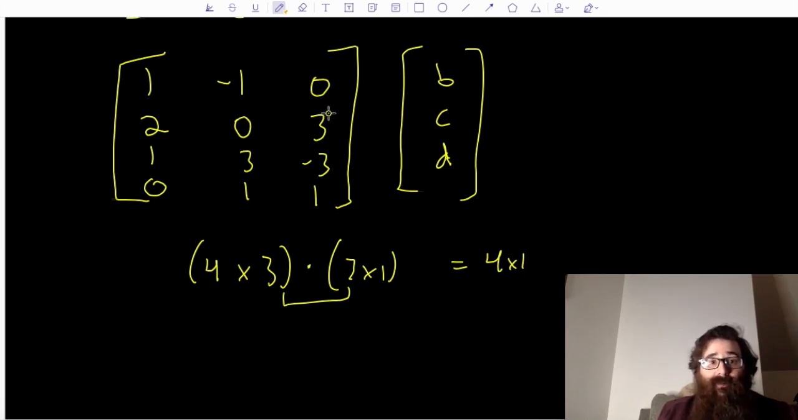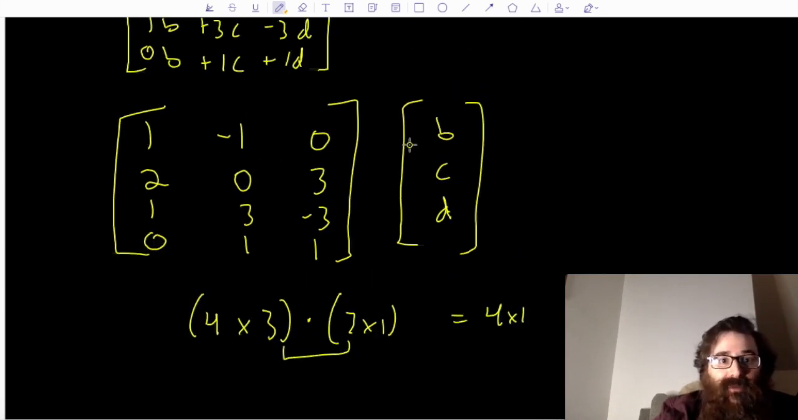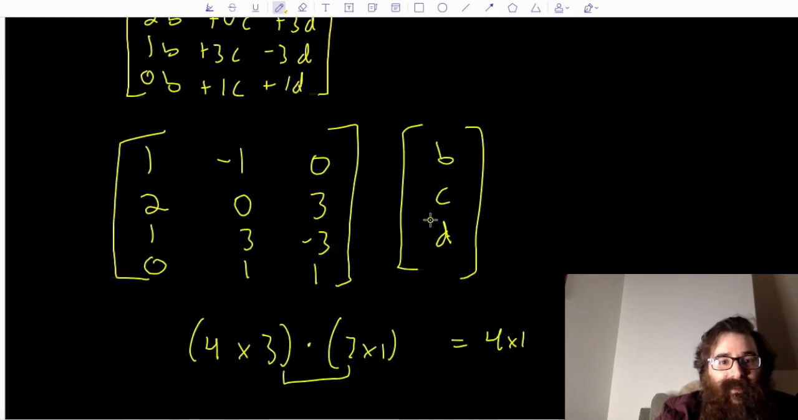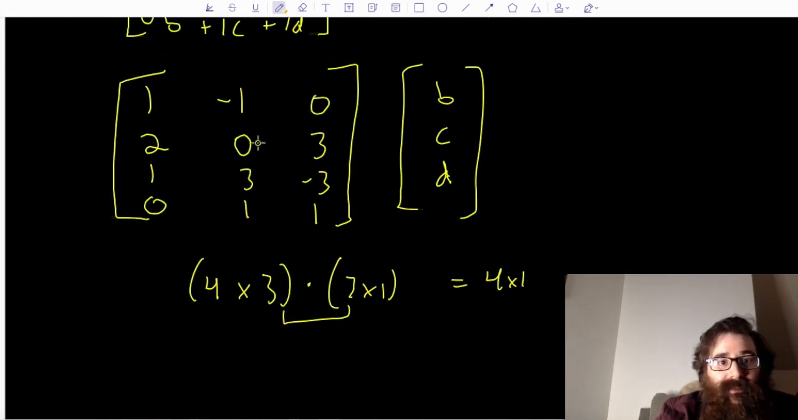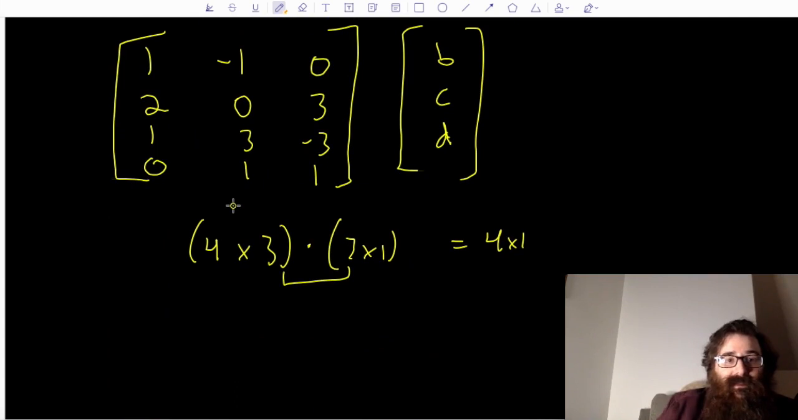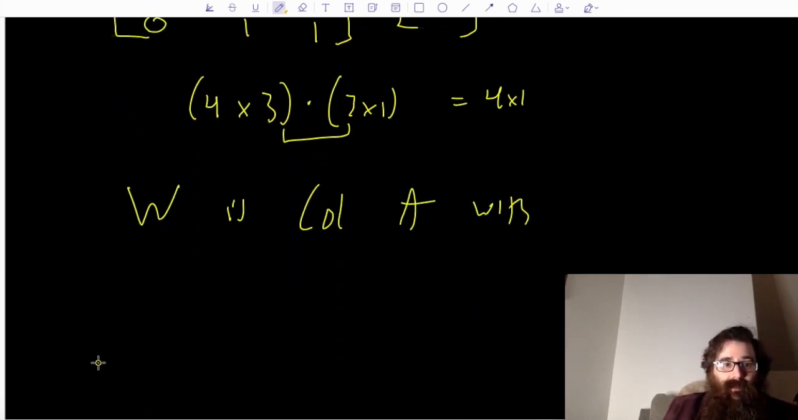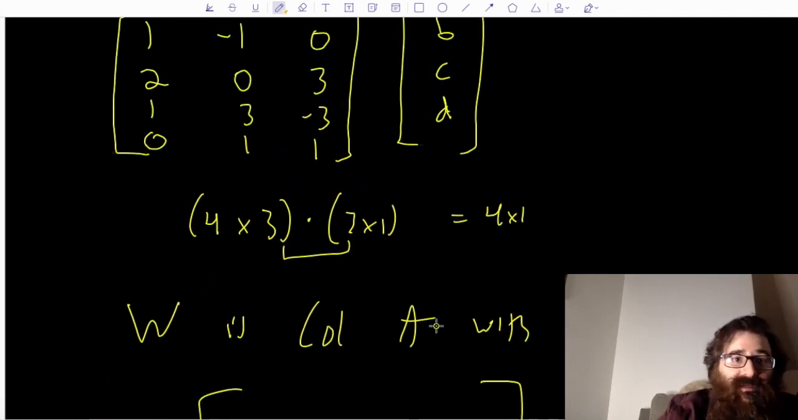But this is the description that I'm looking for, right? It was asking me to build a matrix A such that this given set with all of its detail is the column space of that matrix A. Well, it is the column space of this matrix that I've just built. So we can say W is the column space of A, where matrix A is this matrix here. So I am going to rewrite it.